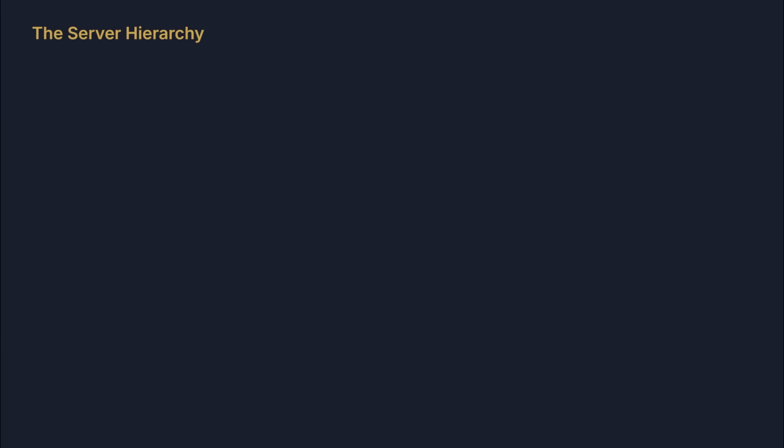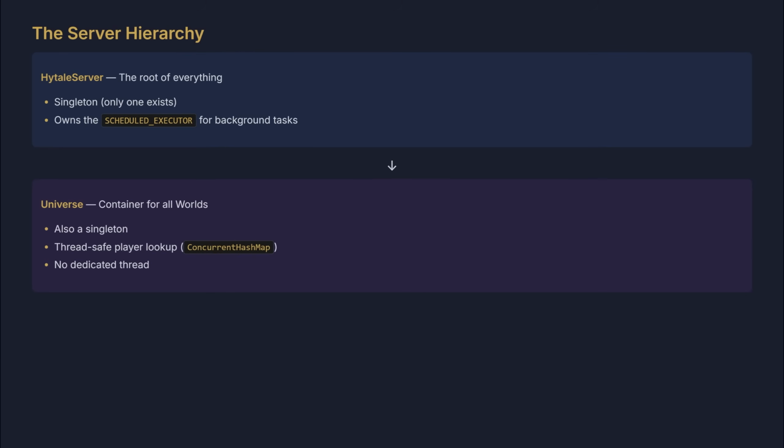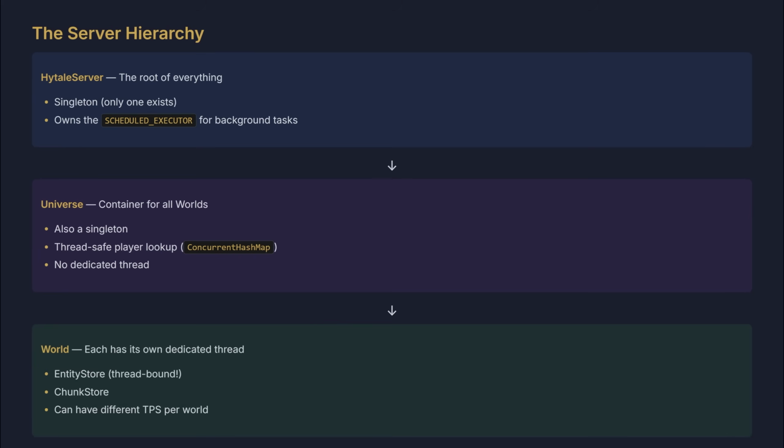Let's look at the hierarchy of Hytale's multi-threading architecture. At the top, we have the Hytale server. It's the root of everything. It's a singleton, which means only one exists, and it owns a so-called scheduled executor for background tasks. Then we have the universe, which I also explained in my tutorial about the entity component system. It's a container for all worlds. It is also a singleton. It has a method for thread-safe player lookups with a concurrent hash map, but it has no dedicated thread of its own.